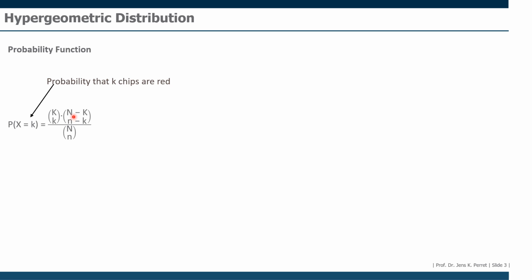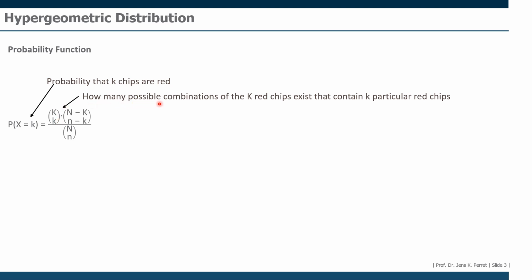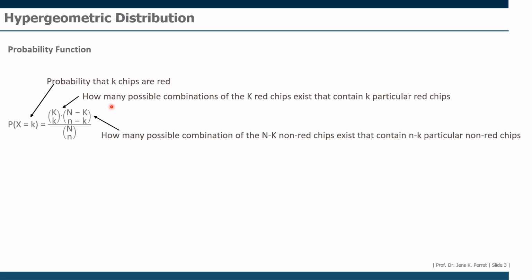So what do the three parts actually stand for? Well, the large K over small k part is that out of the total large K red chips, there exist exactly K over k possible combinations that contain k particular red chips. Therefore, the last part is more or less the same, but from a different perspective. That's about combinations of non-red chips.